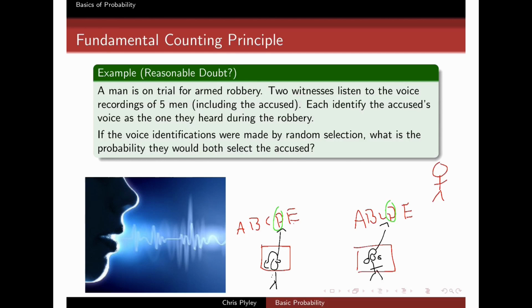So your question is, in this scenario, if people closed their eyes and picked at random, what is the probability that they would both pick the accused in this scenario? Think about it for a minute. I'll tell you the answer in 1 second. Okay, so what's the answer here?